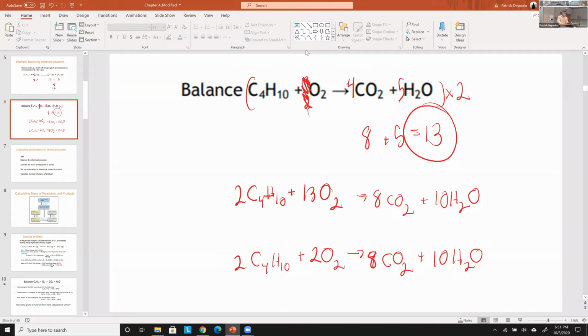So in this case, how many oxygens would we have here? We'd have 16 oxygens on the right, plus another 10, which is 26. So we'd have to make this O2 a 26, therefore 13. So yeah, that would work perfectly. It's just the inversion, the inverted steps.